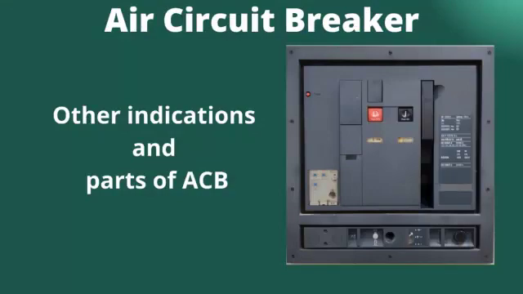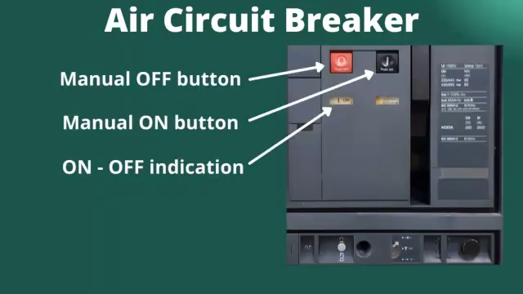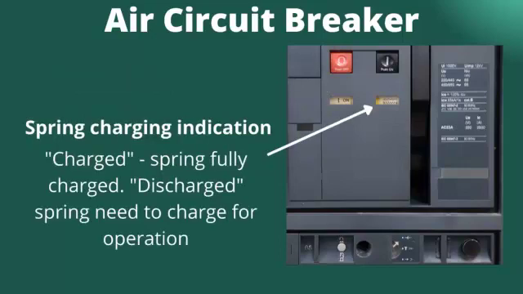Other indications and parts of the ACB. Manual off button. Manual on button. On-off indication. Spring charging indication. Charged means the spring is fully loaded, and discharged indicates that the spring needs to be charged for operation.